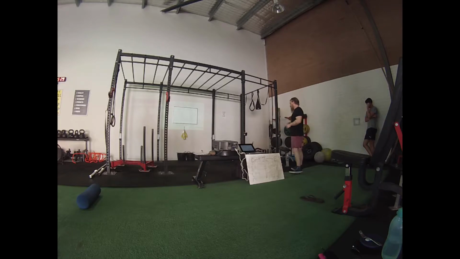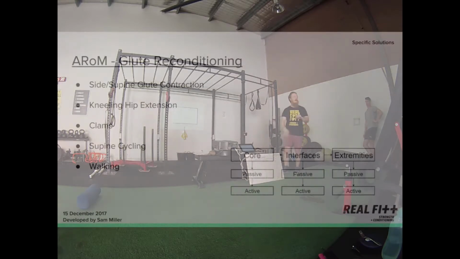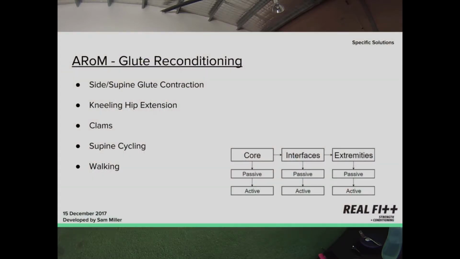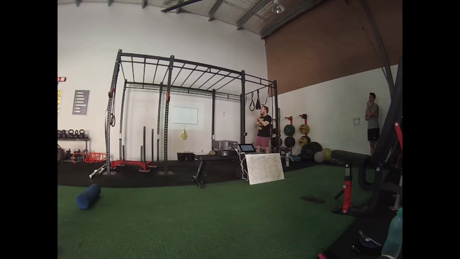Anyway, if you don't have a Compex, something that Joe and I worked on a couple of years ago is a glute reconditioning program, which works. It just takes a lot longer. There are a few exercises in there, and all those rules for fixing motor control problems still apply. You've got a side supine glute contraction, kneeling hip extension, clams, supine cycling, and walking. So we'll go through all of those.